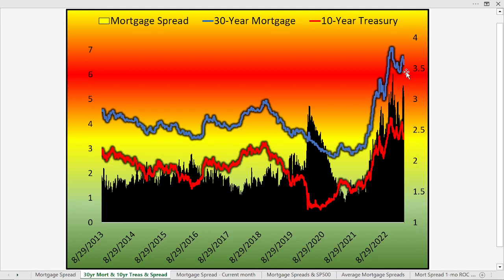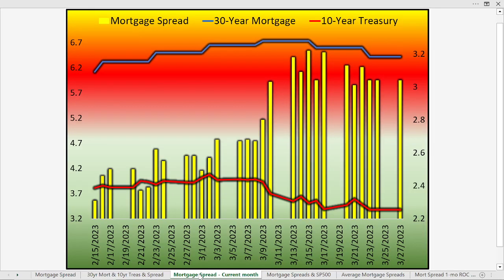Now, currently we see 30-year U.S. mortgage rates are approximately 6.5%, give or take. 10-year U.S. Treasury, about half that. So we have the mortgage spread at around 3% right now. That's the difference between the 30-year mortgage rate and the 10-year U.S. Treasury.